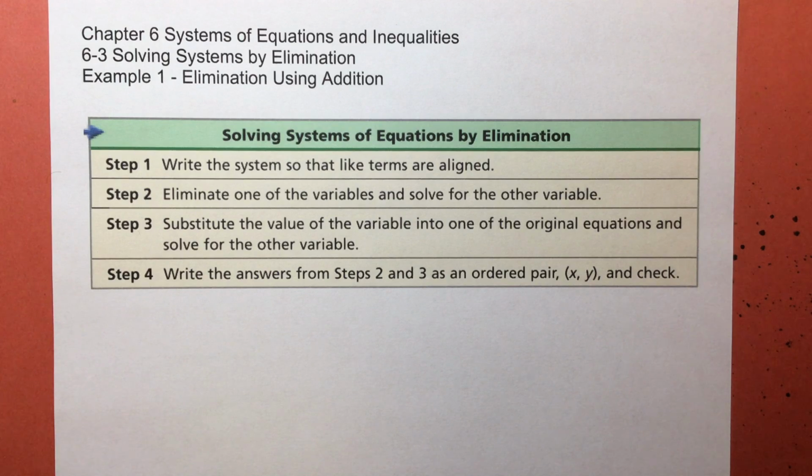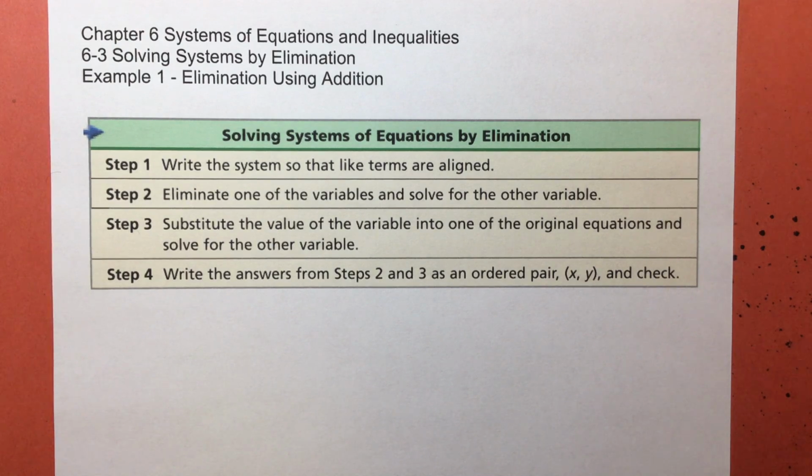So the first thing is we're going to write the system so that all the terms are lined up vertically. And that means on top of each other, above each other, however you want to say it. What we're really going to do is make sure that all of the equations are written in standard form. That's usually going to be the easiest. And most of the problems that we have are going to be given to us in standard form, so that'll be okay. We're going to eliminate one of the variables.